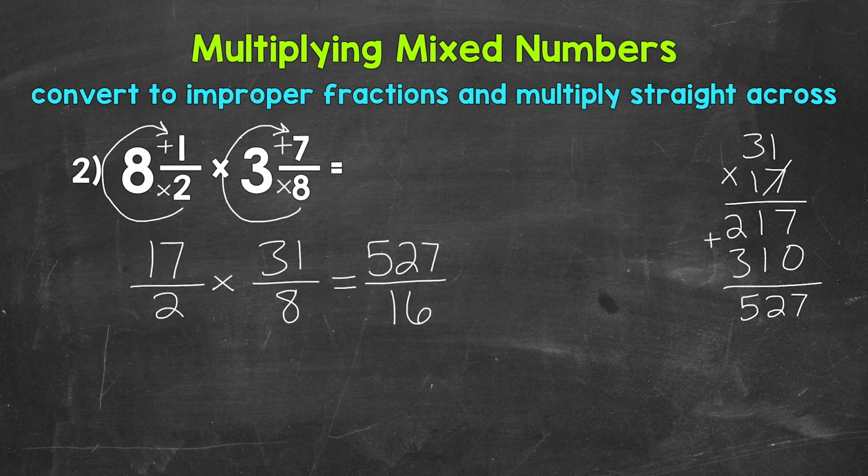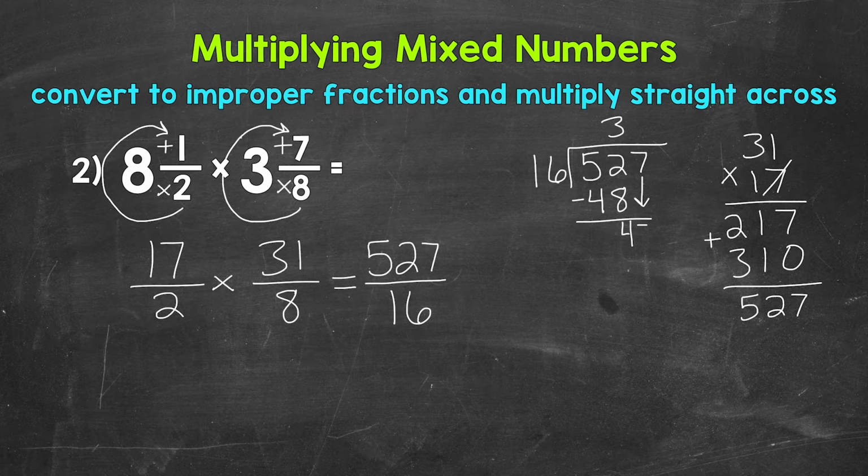Now, I'm not sure what that answer is, so again, I'm going to come off to the side and work through that. So 527 divided by 16. So we will start with 52 divided by 16. How many whole groups of 16 in 52? Well, 3. That gets us to 48. Multiply 3 times 16 is 48. 52 minus 48 is 4.